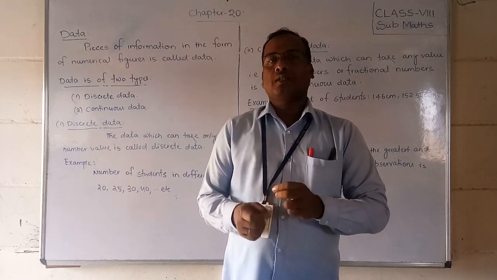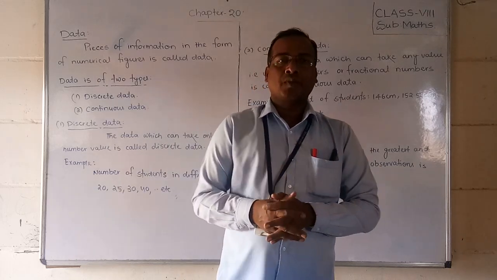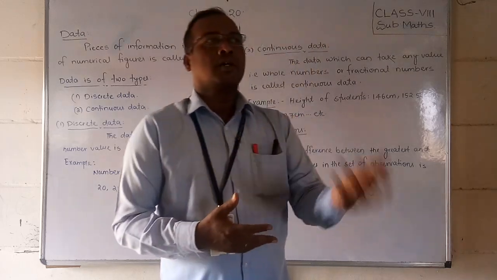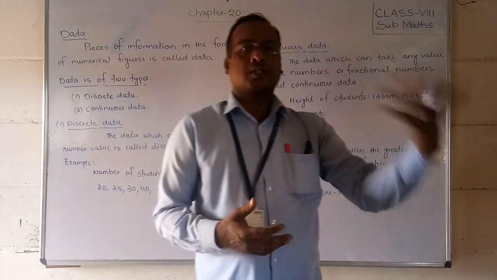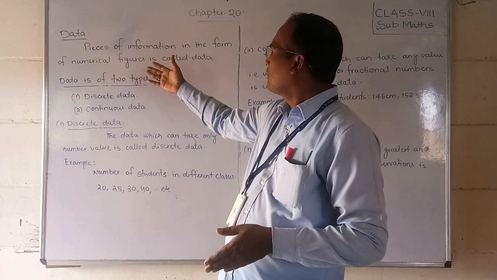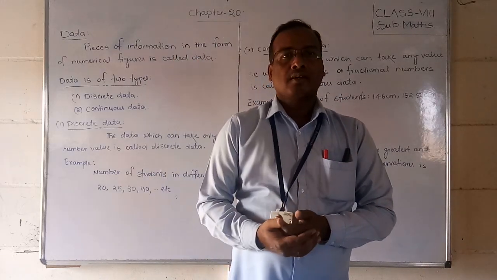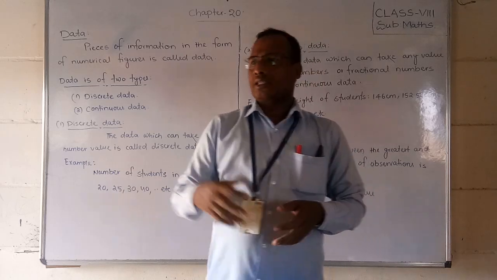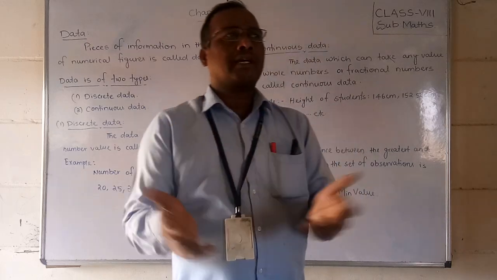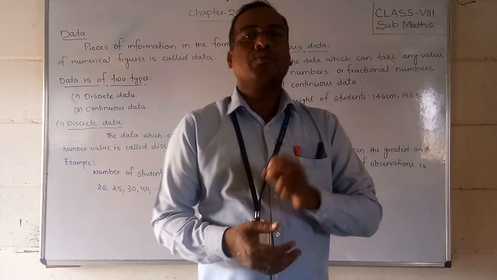So first of all, to make a graph we need data. What do you mean by data? Data is a collection of information, a piece of information about some things. Suppose you say that piece of information in the form of a numerical figure, like the number of students in your class. So data means collected information. Whenever we collect a piece of information, we write it as data, and we should represent it by numerical values.